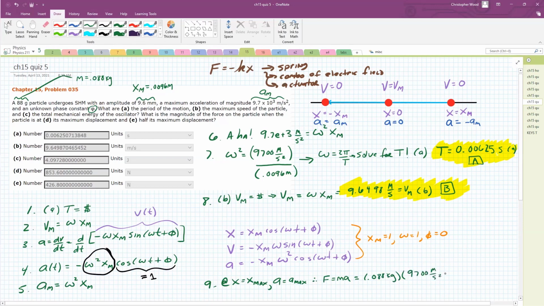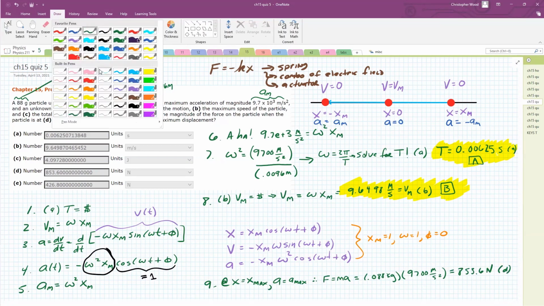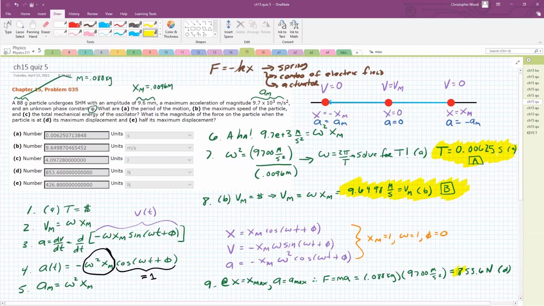meters per second squared. So at the maximum compression or maximum elongation, here's the force acting on the particle, 0.088 times 9,700, or 853.6 newtons. And this is the answer to part D, thanks to Newton's second law and getting our heads screwed on straight with how PVA correlate in simple harmonic motion.